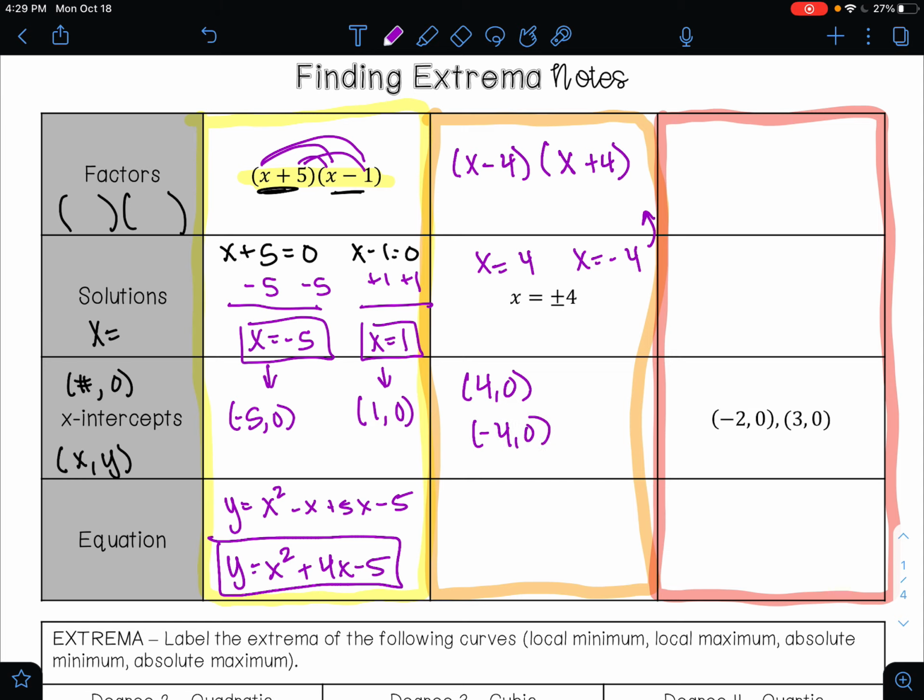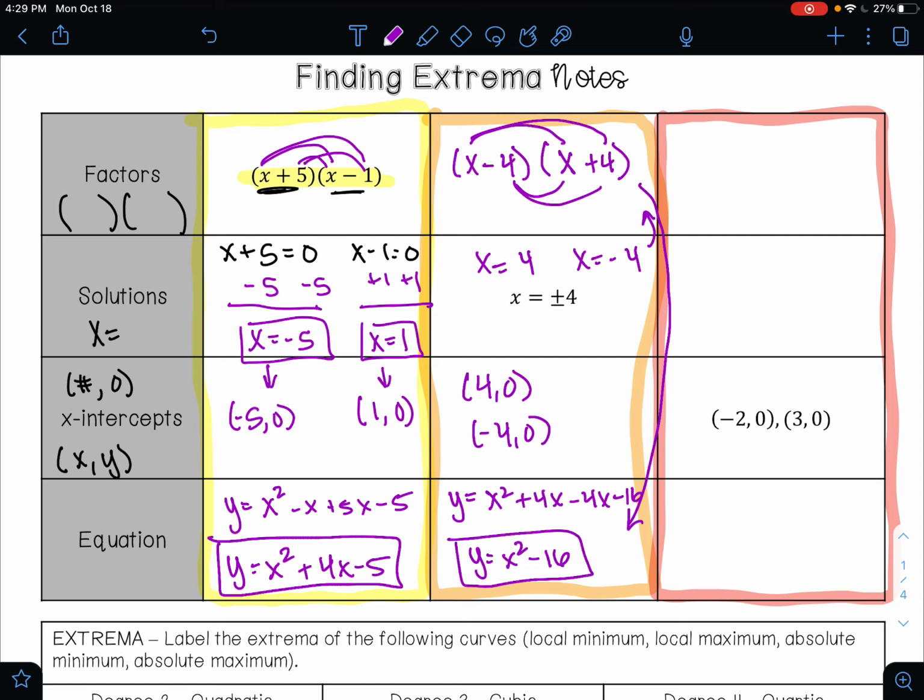And your equation comes from your factors. So I'm just going to multiply those two binomials together. To do that, you can either use area model or FOIL, whichever you prefer. If I use FOIL, first, x times x is x squared. Outside, x times 4 is 4x. Inside, negative 4 times x is negative 4x. And then last, negative 4 times positive 4 is negative 16. So my equation is y equals x squared minus 16, because 4x minus 4x is 0, so those cancel.